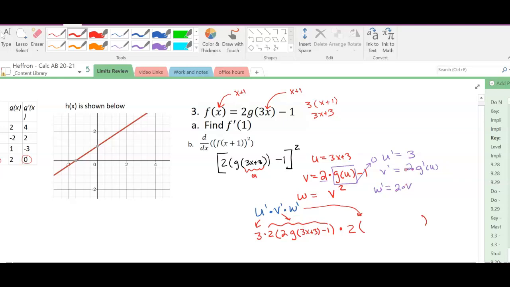Sorry, this should have been a g prime, not a g. So 2g prime of u. So I don't have a minus 1. It's just 2 times g prime of u. That was a small error that I just corrected.